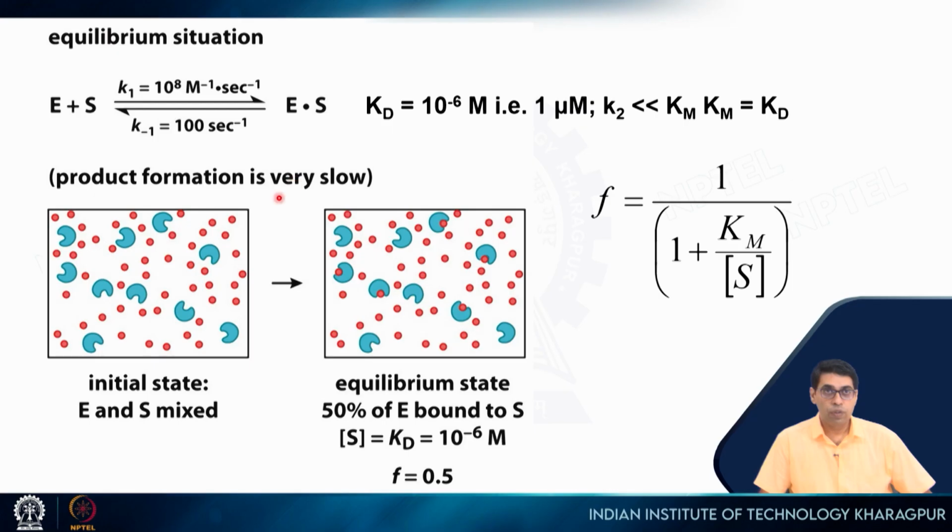Now, if we consider a situation where we have taken a substrate concentration of 1 micromolar, which is equal to the Kd or the Km value, then if we plug in this, Km is 1 micromolar because it is equal to the Kd. Substrate concentration is also 1 micromolar. So these two are exactly the same, so the ratio is 1. So 1 plus 1 is 2, and F will be 1 by 2 or 0.5. So it means that under this condition, a rapid equilibrium will be set up where 50% of the enzyme will be bound to the substrate and 50% of the enzymes will be free.